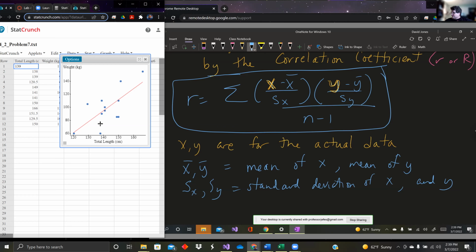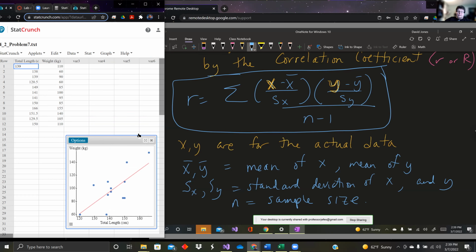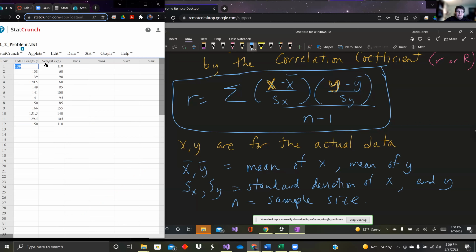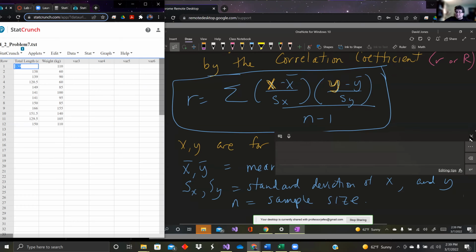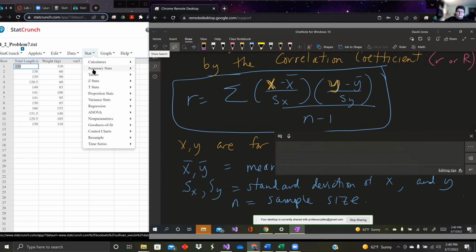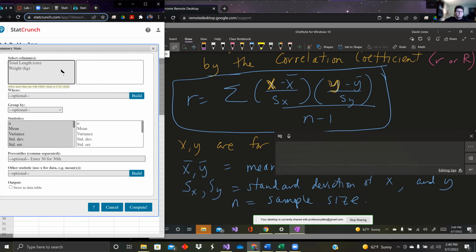And N is our sample size. And since we are refreshing for your midterm, why don't we just remind you how to get those? If I want to get the mean and standard deviation of a data set, we can go stats, summary stats, columns. We can select our columns. And then I want N, I want mean, and I want standard deviation.